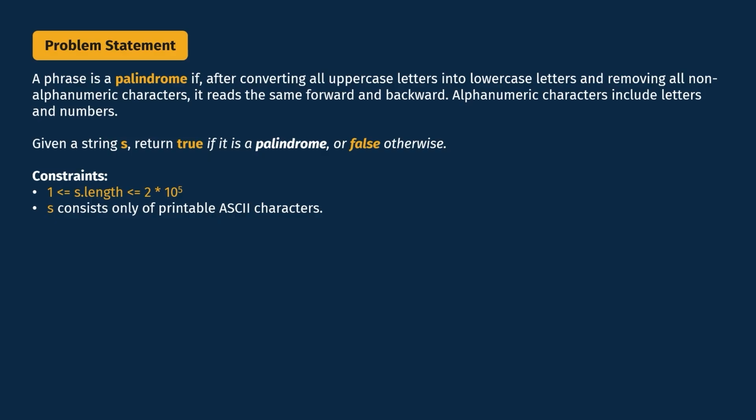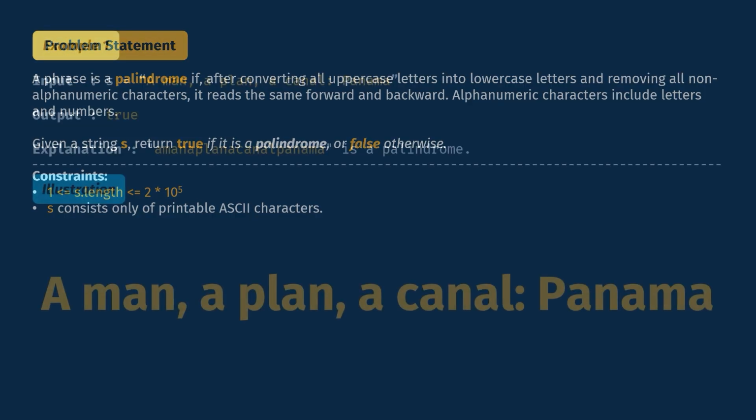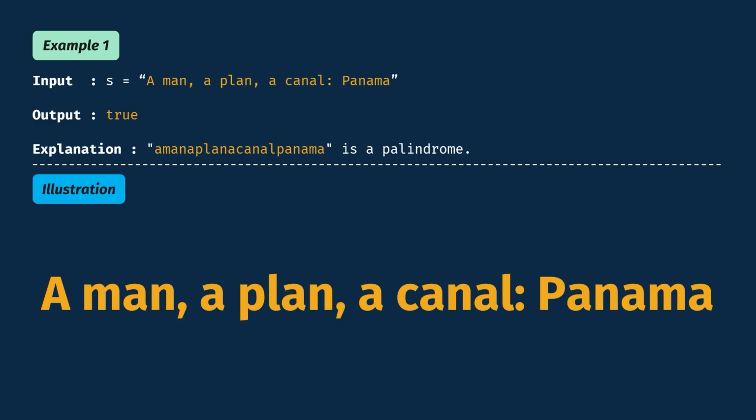The string length can range from 1 to 2 times 10 to the power 5 characters, which means up to 200,000 characters. The string consists only of printable ASCII characters. These constraints tell us that we need an efficient solution since we could be dealing with very long strings. The fact that we are limited to printable ASCII characters simplifies our character validation logic. So with those constraints in mind, let's walk through our first example to see how pre-processing works.